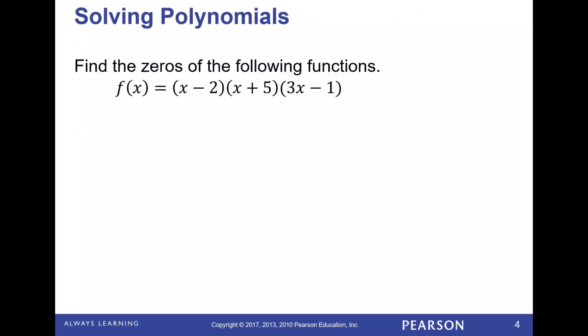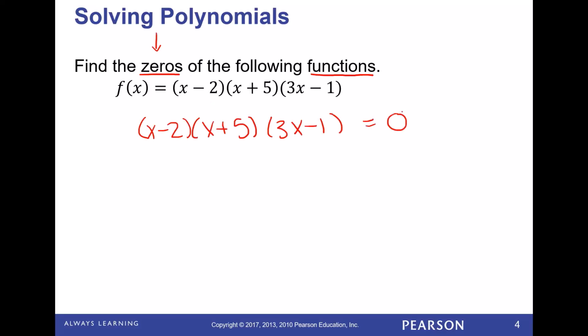So let's find the zeros of the following function. First off, when you read this problem, when it says find the zeros of a function, that should be the first key words that you're looking for here. Now I'm looking at one that's a little nice here. f of x equals x minus 2 times the quantity x plus 5 times the quantity 3x minus 1. Since they said the word zeros, this automatically lets me know that the whole thing will be set equal to 0, the entire polynomial.